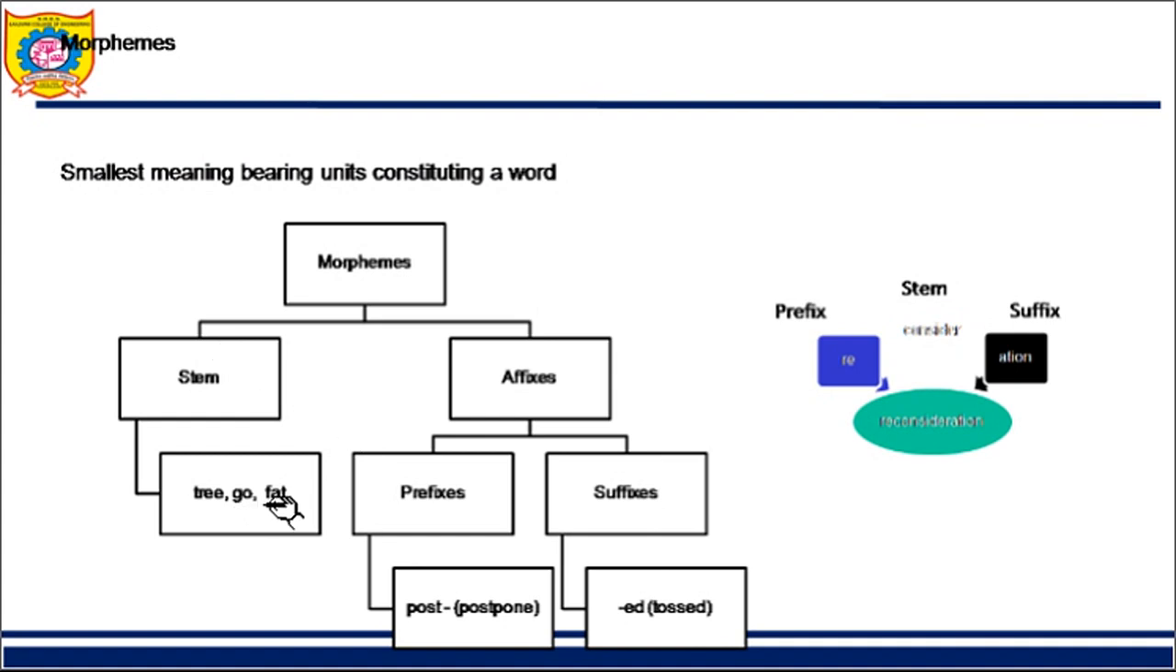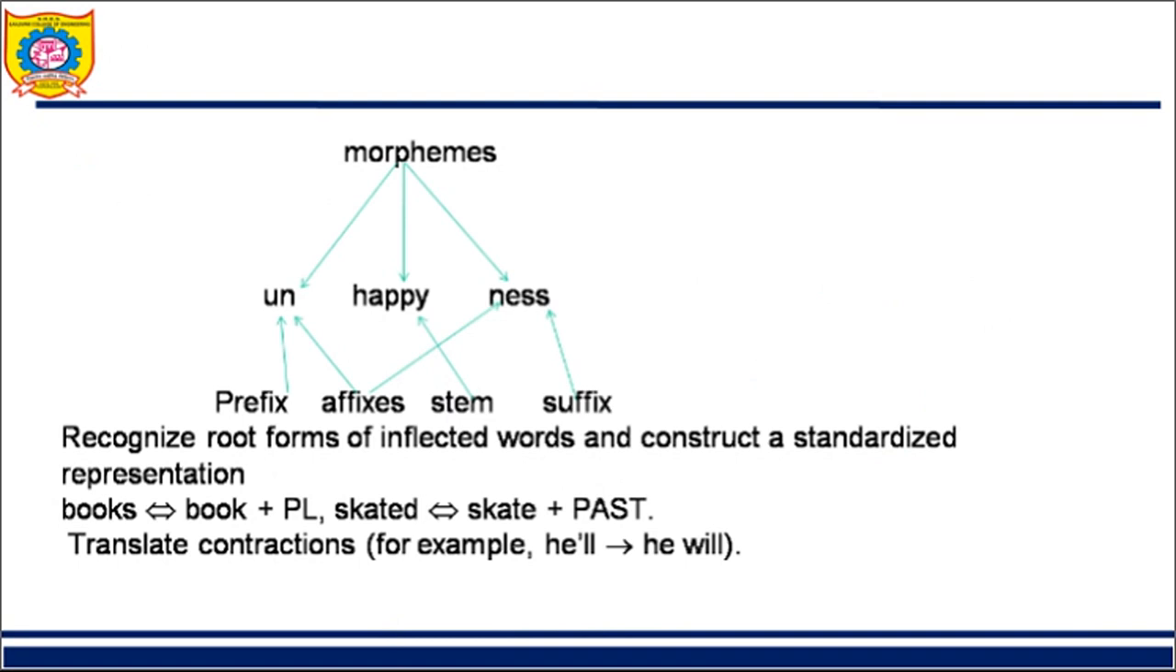And stem words are, for example, tree, go, fat. Okay, like that. So morphemes. Okay, here an example is shown. The example is the word unhappiness. This word is divided into three parts, as we said, divided into smaller parts. Un is one part, happy is the other part, ness is the other part.